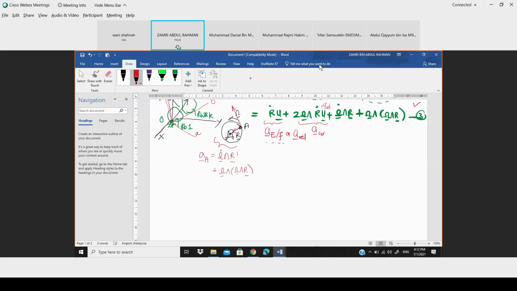So if you recall, this is the A normal. Sorry, A tangential, while this one is A normal. Do you remember? So if you look at the term here, compare with the term that we have here, exactly the same term, isn't it?